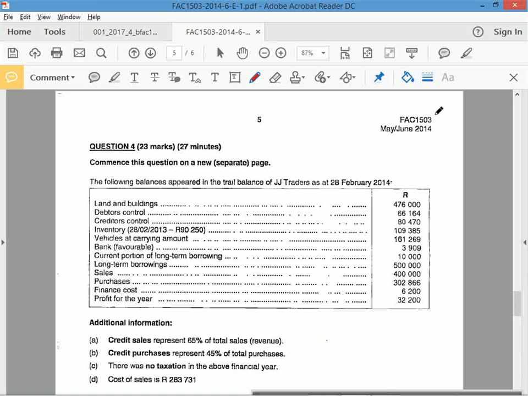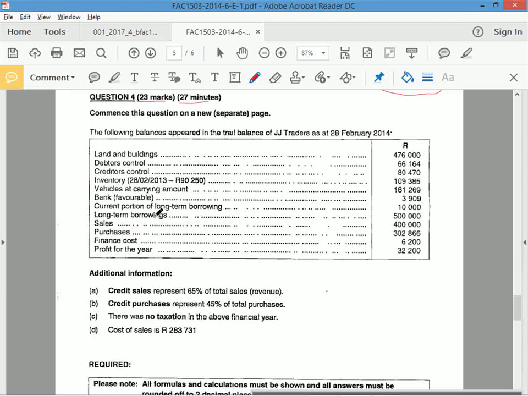May June 2014 is the past paper that we're looking at. We're specifically looking at question 4 to practice these ratio questions. This question is 27 minutes, 23 marks. This is a long question, so there's probably quite a few calculations to do. Then they've given you a list of balances.